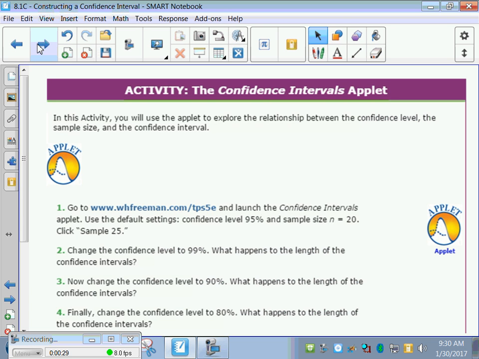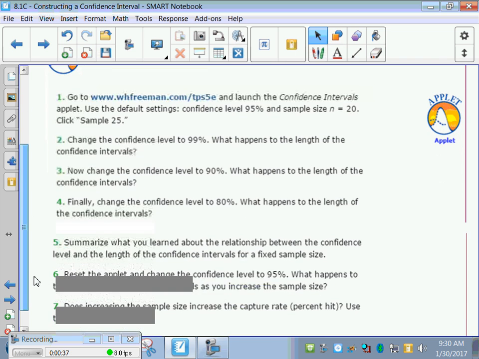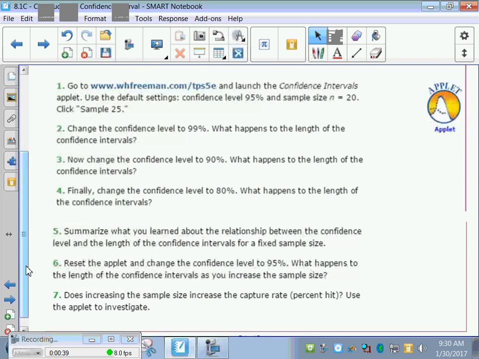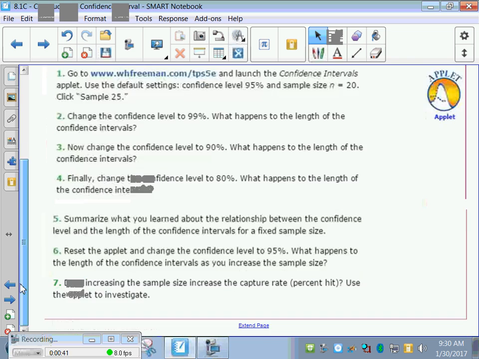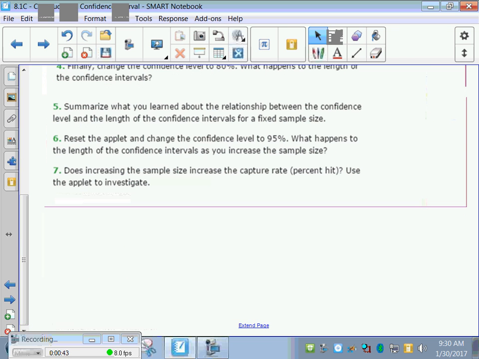So we're going to look back at that same applet we were looking at before with our confidence levels. So we're going to look at this interval. Why don't you guys go to this page in your book, wherever this activity is. This would be page 485.